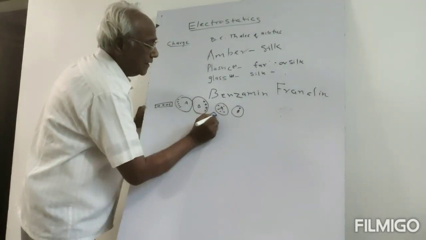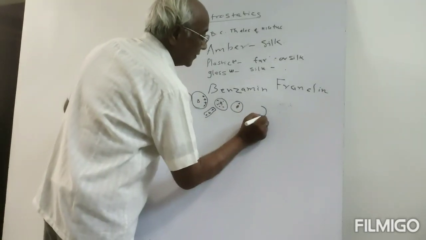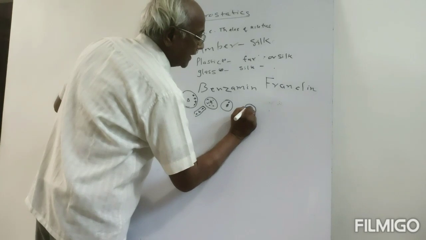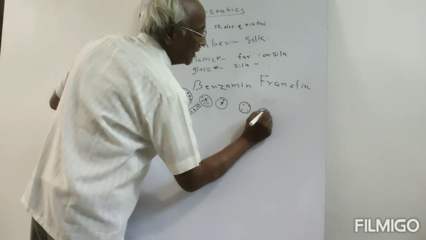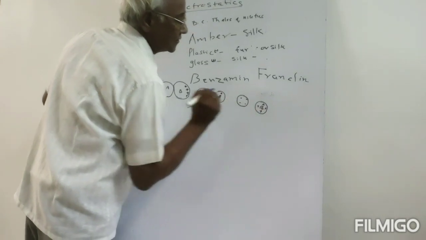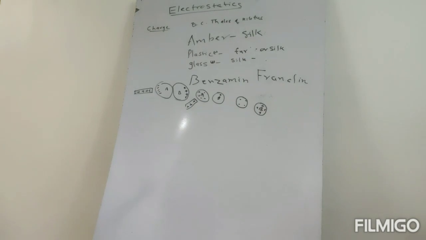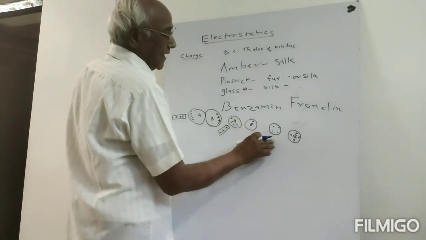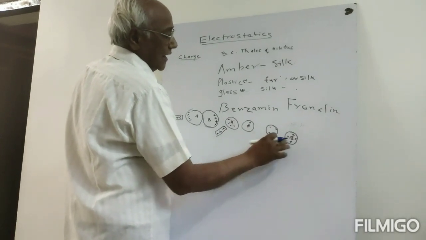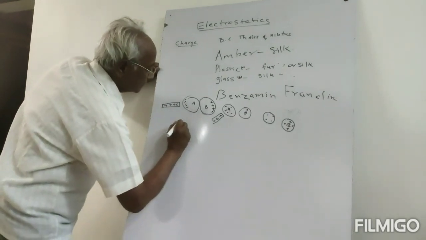Now we remove the glass rod, then A will be completely negatively charged, whereas B will be completely positively charged. So by contact of A and B spheres, we can get two charges. A is negatively charged and B is positively charged. Now, charging by induction.